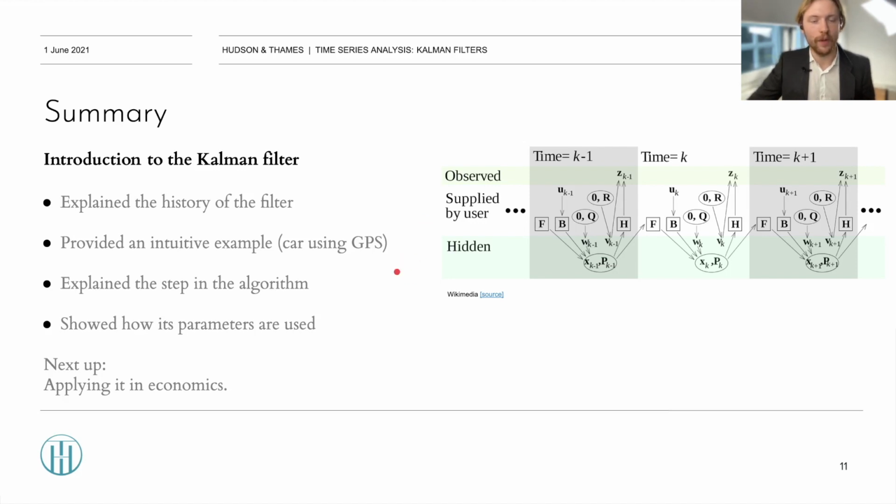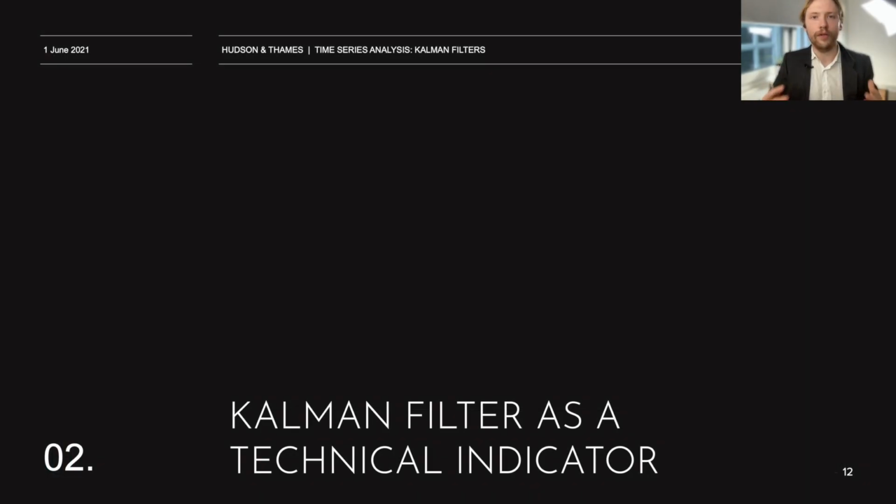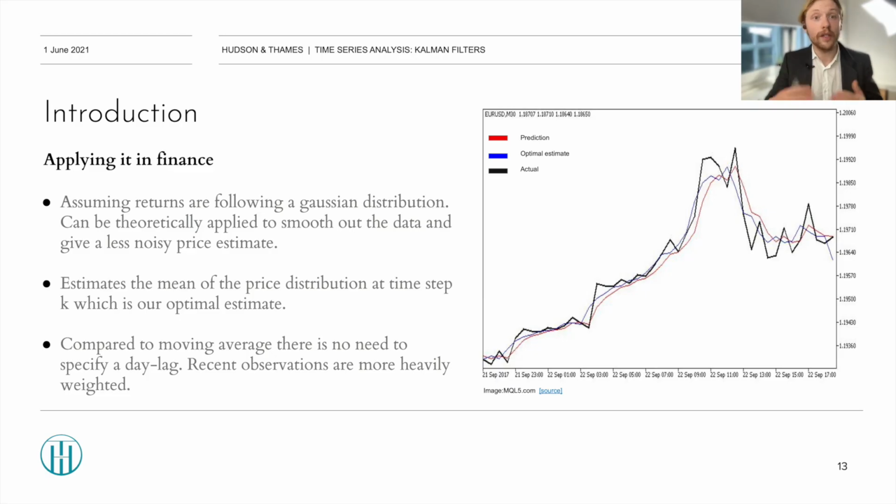So in the next step, we will show how we can apply this in finance or economics. Many of you probably already heard of the Kalman filter as a technical indicator. So what does this actually mean? Assuming the returns of an asset are following a Gaussian distribution, the Kalman filter can theoretically be applied to smooth out the data and give a less noisy price estimate.